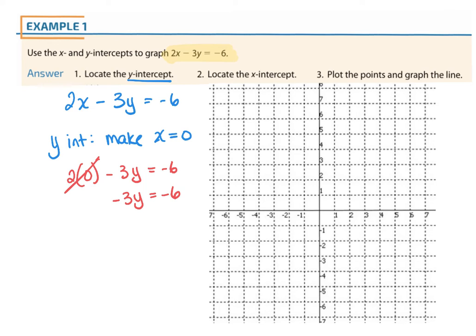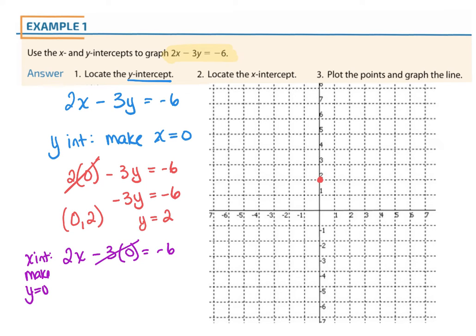So what is my y here? Divide both sides by -3. Y equals 2. So my y-intercept is going to be 0, 2. 0, 2, which means I plot that point. Y-intercept on the y-axis, 0, 2. That is my y-intercept. For my x-intercept, I do the same thing, but I do it with my y value. So I'm going to say 2x minus 3 times 0. So in this case, I make my y equal to 0.